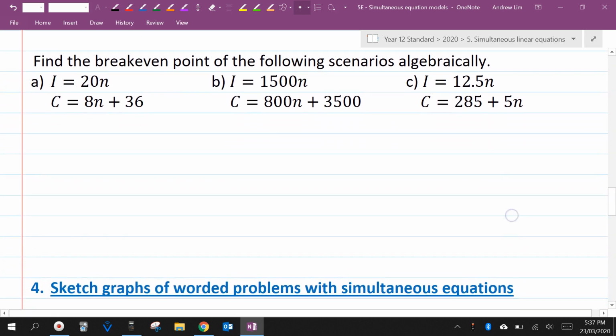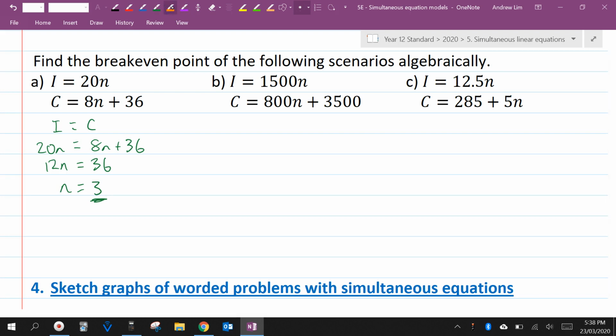So here, if the revenue or income is equal to 20N and the cost is equal to 8N plus 36, the break-even point is when income is equal to costs, or when 20N is equal to 8N plus 36. Now we can just solve algebraically. So I'm going to minus 8N from both sides. That leaves me with 12N is equal to 36, and therefore N is equal to 3. What that means is that you need to sell 3 of the products in order to break even.